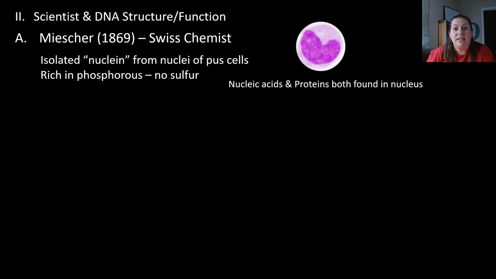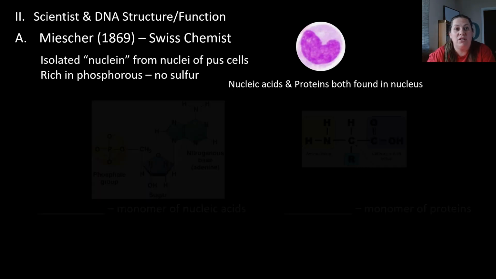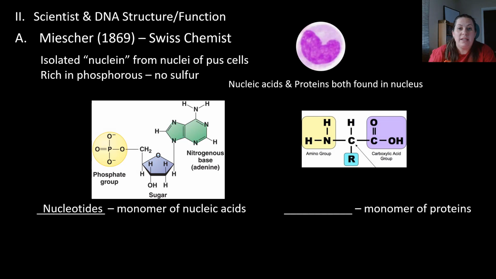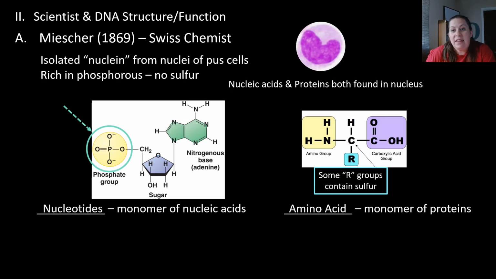Now, nucleic acids and proteins were both found inside the nucleus, but which one had most of the genetic information? So nucleotides, remember, are the building blocks, or the monomer, of nucleic acids. Whereas, when we look here, amino acids are the building blocks for proteins. The key thing to look at in these two structures is that the nucleotides are the ones that had the phosphorus. They had this high level, whereas sometimes amino acids might, but they were the ones that, in that R group, contain most of the time sulfur.